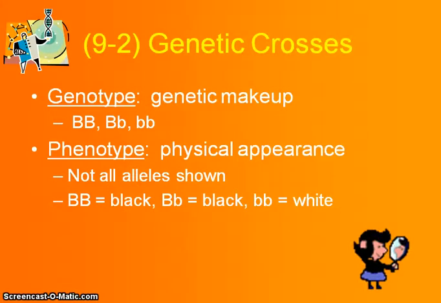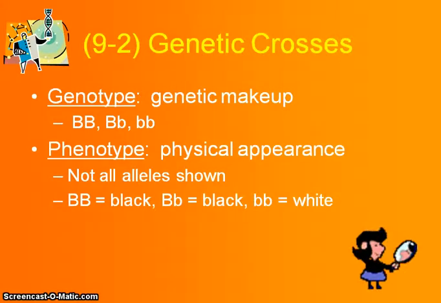Chapter 9, Section 2 talks about genetic crosses. And before we get to the crosses, we need to know the difference between a few terms. The first terms are genotype and phenotype. A genotype is the genetic makeup that an organism has, so the actual genes that it has.